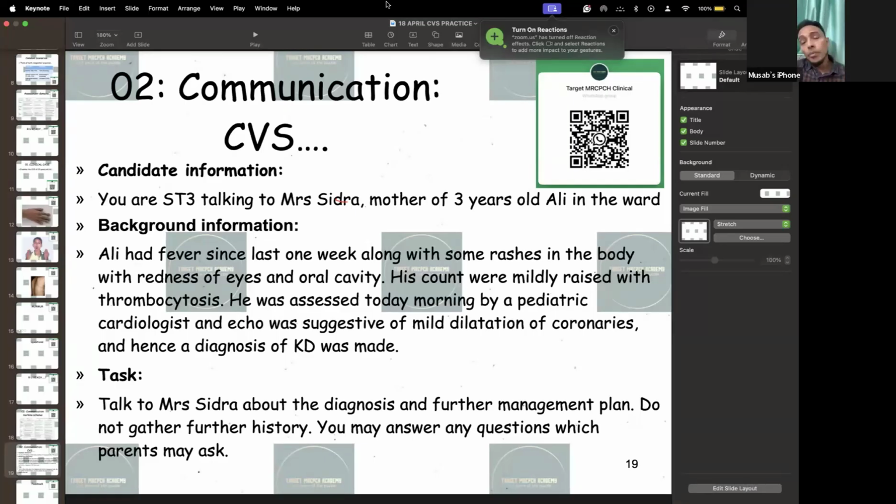So they'll speak in detail about the heart and the coronaries, and we will be taking care of Ali with all the multidisciplinary team. I will, in the meantime, give you an information leaflet on Kawasaki disease and a website which you can read about it from, and you get back to me. If you have any other doubts, how does that sound to you, Sidra? Yeah, doctor, I got it.